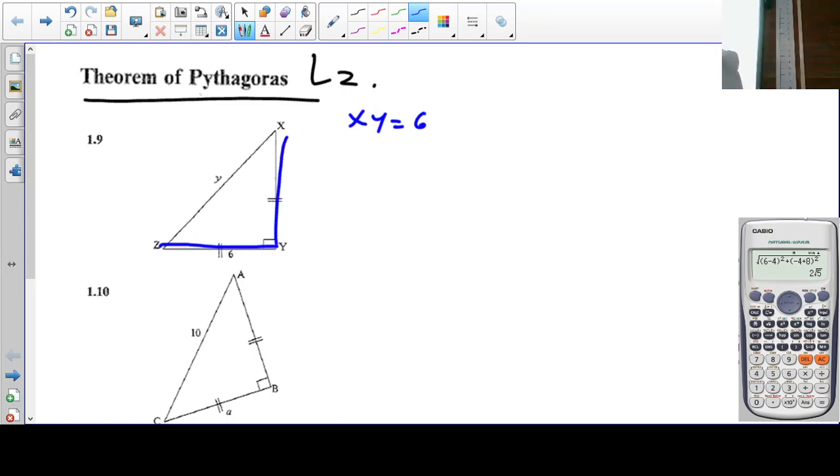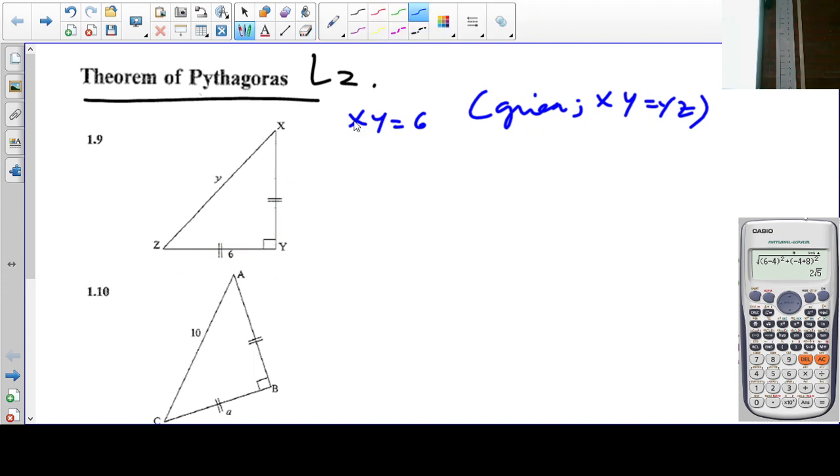Because it is given equal. It's given that xy is equal to yz. Not so? Remember, whatever is not on the diagram, we must state it. Okay, so there is 6. Now what do we say? We can apply the theorem of Pythagoras, which is y squared is equal to 6 squared plus, hypotenuse squared is equal to sum of the other two sides squared. So it's going to be plus 6 squared.